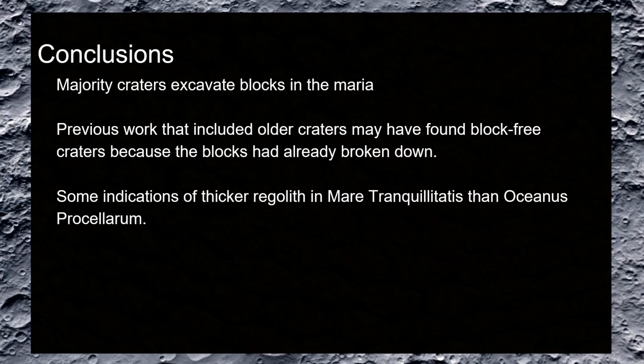In conclusion, we found that the majority of craters excavate blocks in the lunar maria. We also found that previous work that included older craters may have found block-free craters because the blocks had already broken down. Additionally, there is a possible difference between the regolith depth of Mare Tranquillitatis and Oceanus Procellarum. We will be continuing this research in more regions of the lunar maria to get more widespread constraints of the thickness of the lunar regolith.